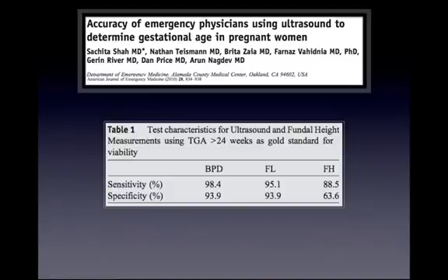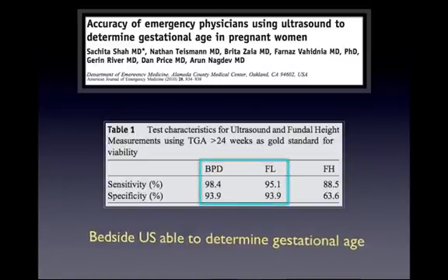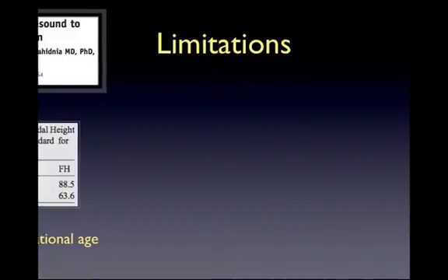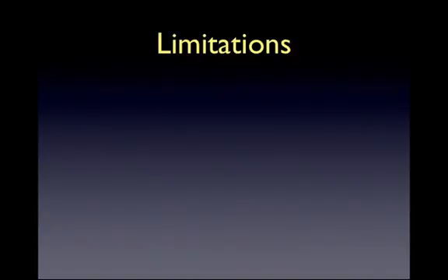The overall accuracy for viability cutoff was 96% using ultrasound and 80% using fundal height. Ultrasound measurements were within 2 weeks of true age, while the fundal height was within 40 days of true age. The test characteristics for BPD and femur length were also higher in both sensitivity and specificity when compared with fundal height. This study suggests that bedside ultrasound is able to determine gestational age and may be more accurate compared to fundal height measurements, which can be unreliable, particularly in patients who are obese or who present with uterine rupture or trauma.